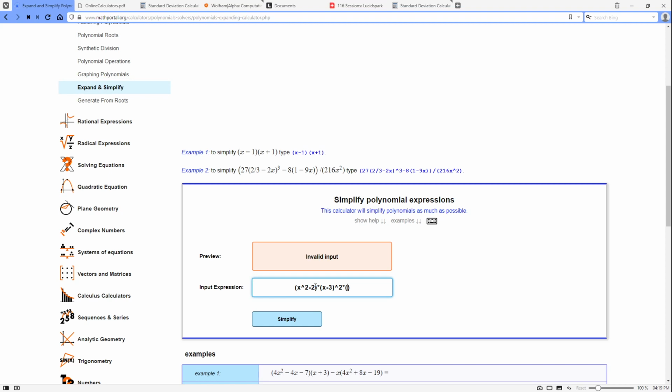Oh, because there's nothing in here. It's shouting because of that. X cubed minus 1, which is right. X squared minus 2, X minus 3 squared, X cubed minus 1. Yes. So we're going to simplify this.